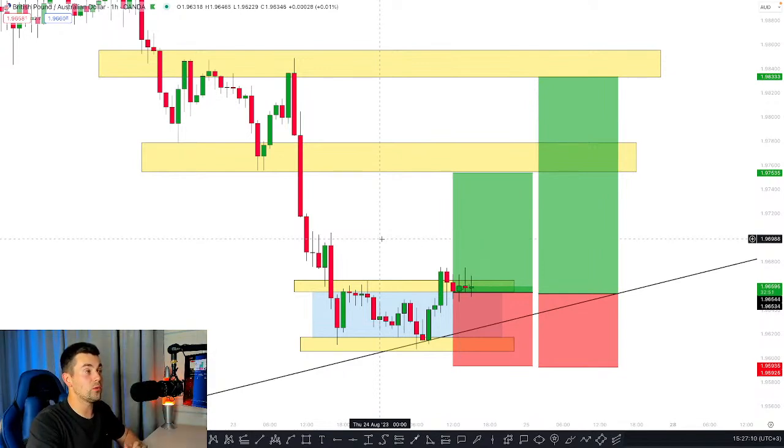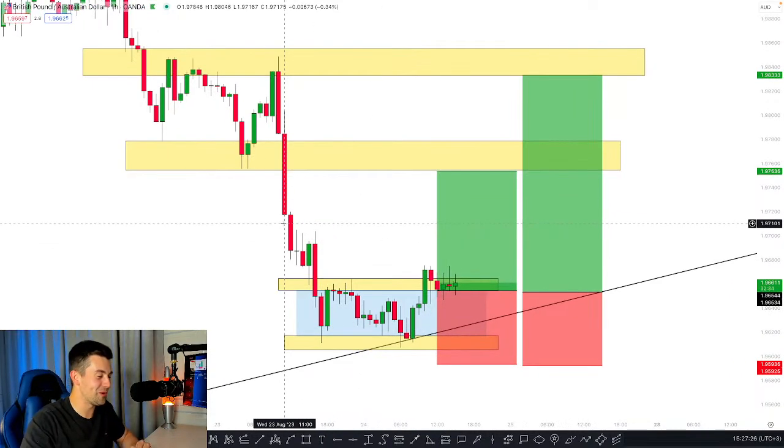Traders, let me know if you have any questions concerning this trading setup. Let me know, traders, if you also believe that pound Aussie will bounce, or probably you're bearish. Let me know what are your thoughts. Now, traders, let me know in the live chat what else to analyze for you.